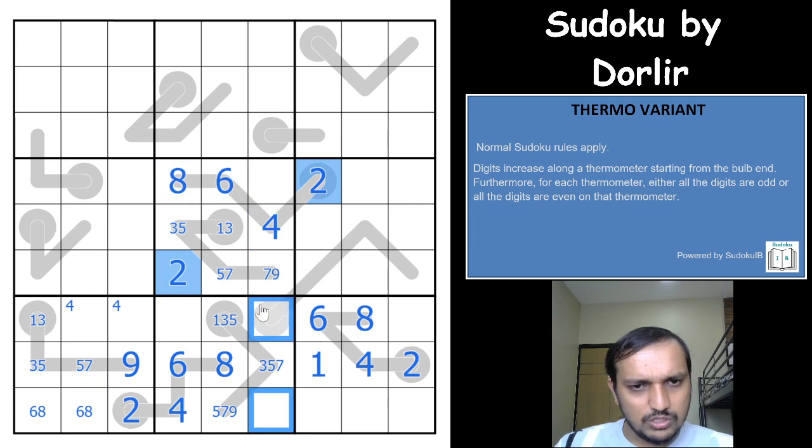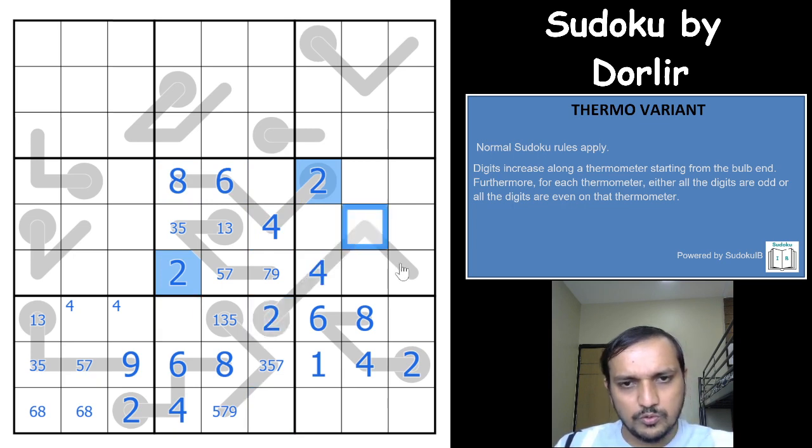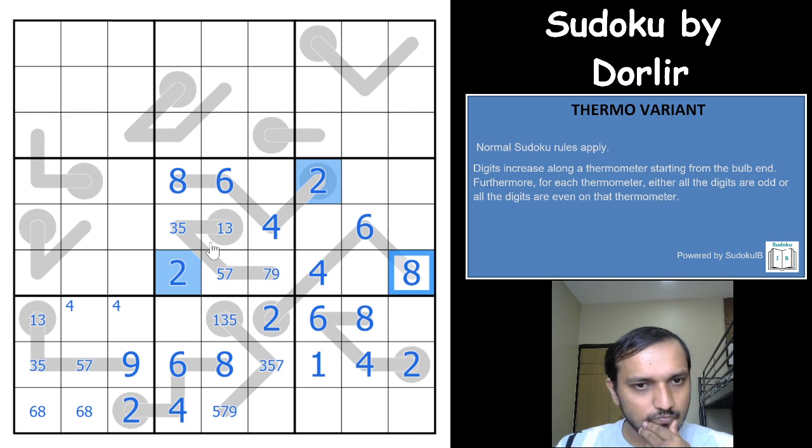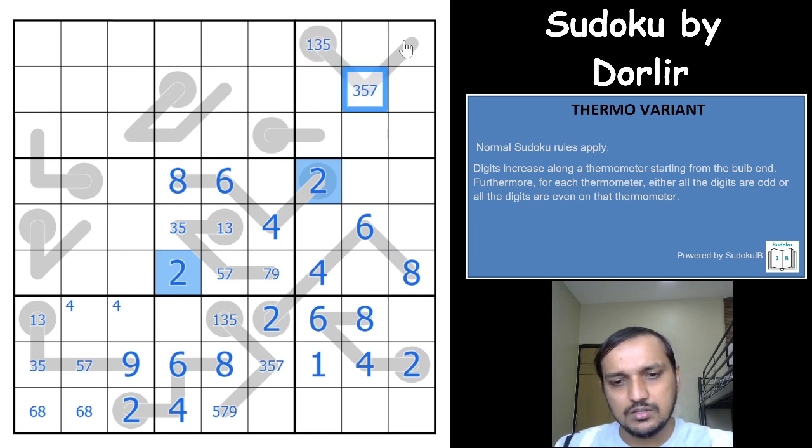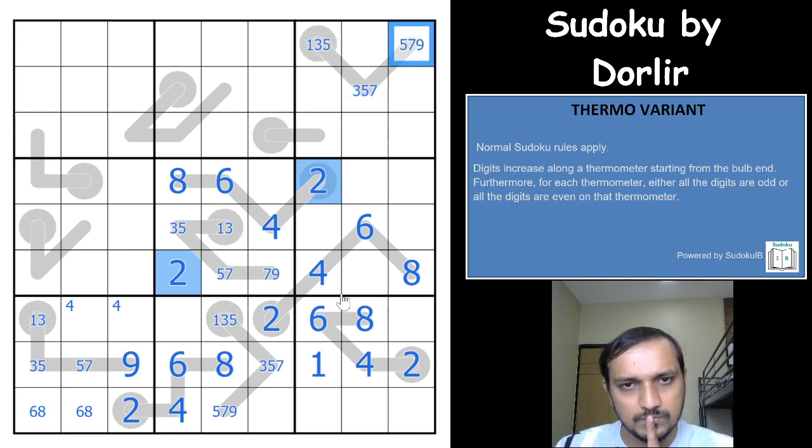You cannot have a 2 here. You cannot have a 2 here. So this cell is a 2. That gives you 4, 6 and 8. Nice one. This is neither 2 or a 4. It cannot be 6, so it has to be an odd parity here. 5, 7 and 9. This cannot be 1, so this cannot be 3. This cannot be 5.